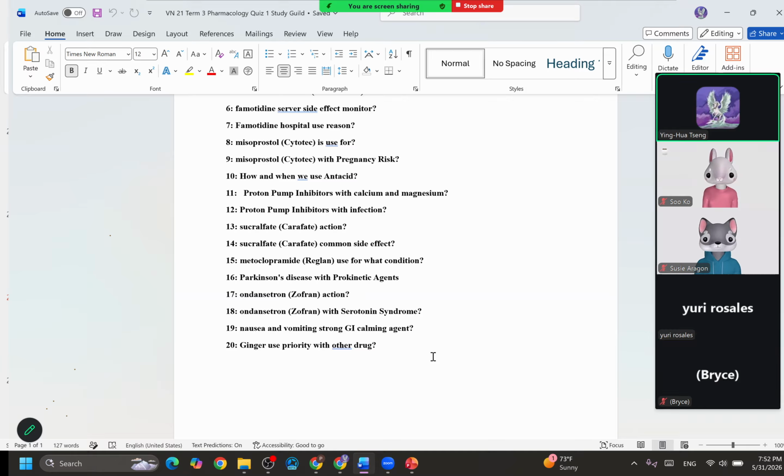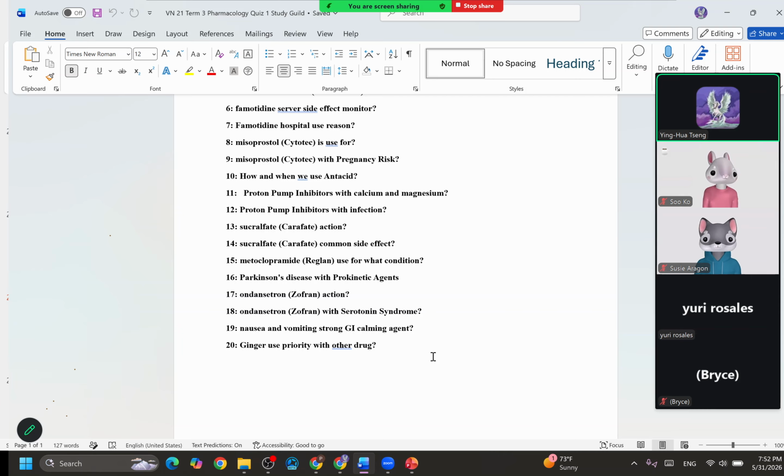That's why when we use a proton pump inhibitor, we need to be careful to check the patient. If a patient has smelly stool and uncontrollable diarrhea for a couple of days, you need to have a suspicion that maybe this is C. diff, okay?